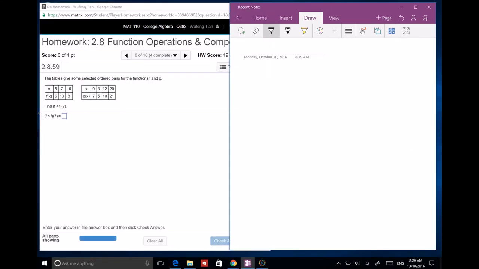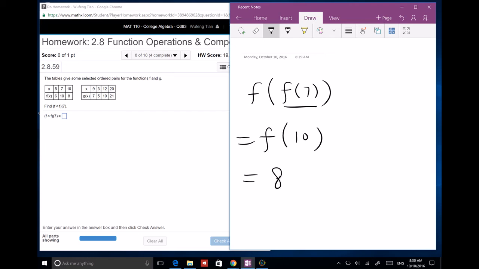Alright, so next question. f of f of 7. First we find f(7). f(7) is 10. Then you ask for f(10). f(10) is 8. So the final answer is 8.